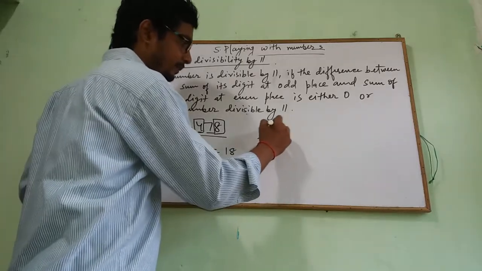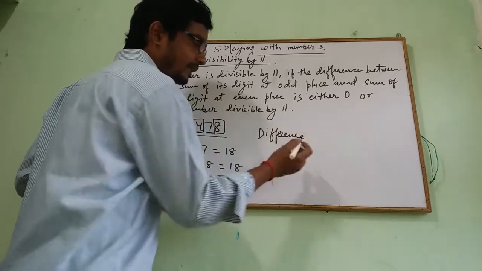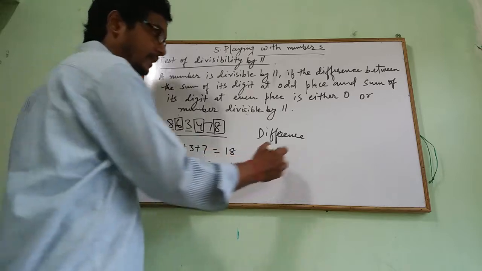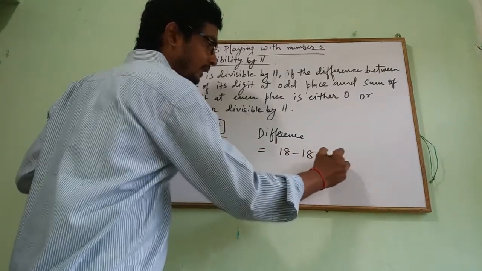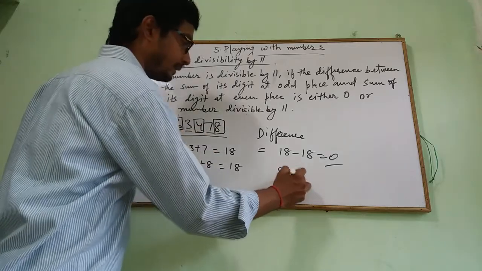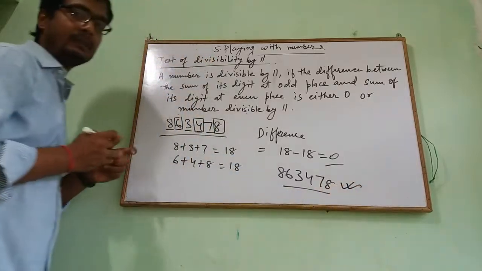So the difference between the sum of its odd places and the sum of its even places is 18 minus 18, which equals 0. Therefore, the number 863478 is divisible by 11.